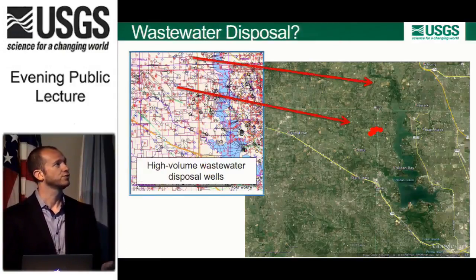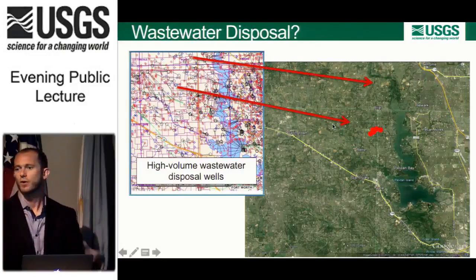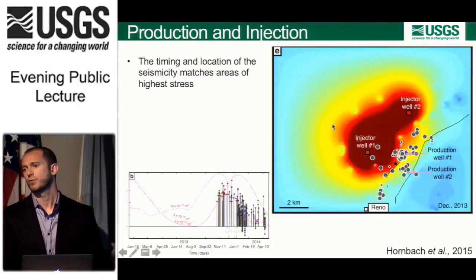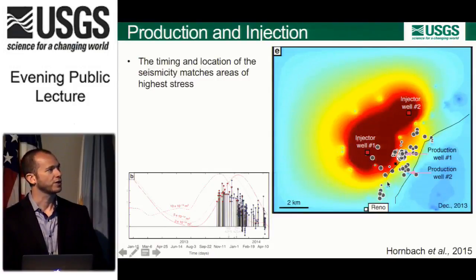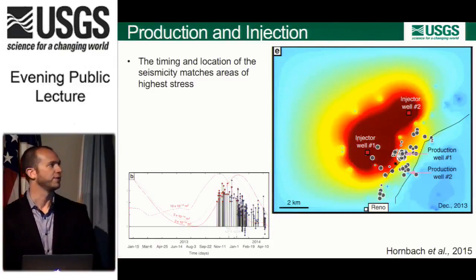And there's also 2 high-volume disposal wells that we see here and here. And so what Matt and his colleagues did is they computed the stresses associated with both the production of oil and gas and the injection of these earthquakes. And you can see that all the earthquakes are located right at the edge of the areas of highest pressures associated with the injection and extraction of these fluids.